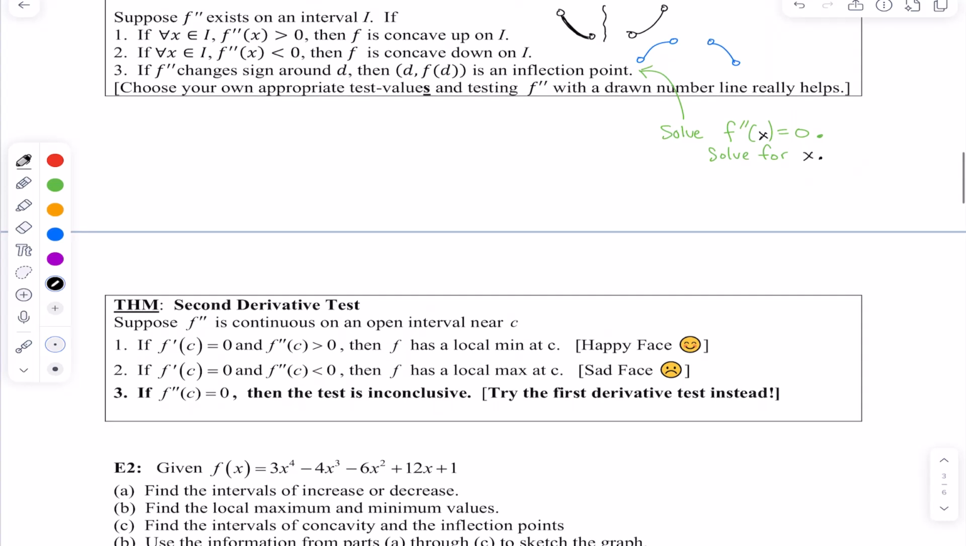Once again, the tip or the hint to help you do that is choose your own appropriate test values, but this time you'll be testing the second derivative in an open interval before d and in an open interval after d.